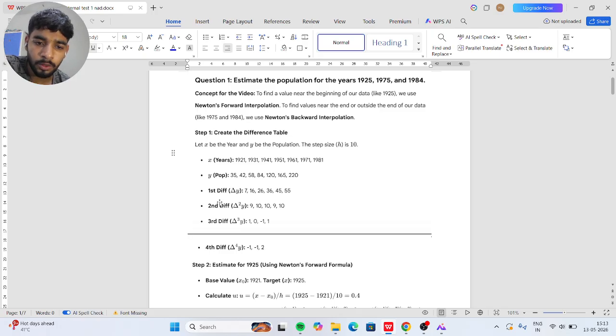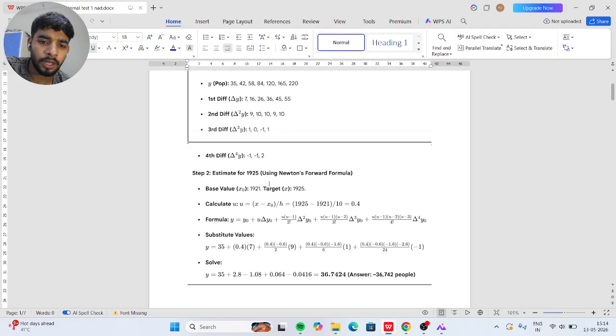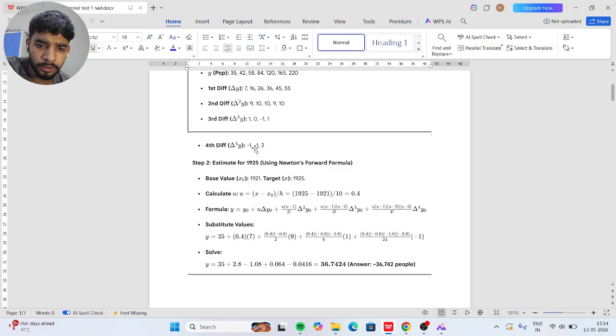Similarly, we will do the second divided difference the same way: 16 minus 7, then 26 minus 16, 36 minus 26, and then 45 minus 36, and 55 minus 45. We will get the values of the second divided difference. Now, for the third divided difference, we subtract: 10 minus 9 for 1, 10 minus 10 for 0, 9 minus 10 is minus 1, and 10 minus 9 is 1. And at last, the fourth divided difference, which is minus 1, and 2.